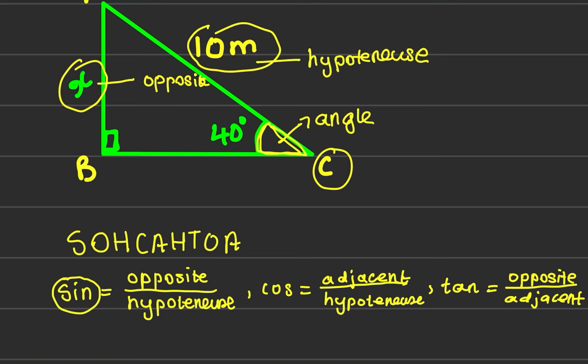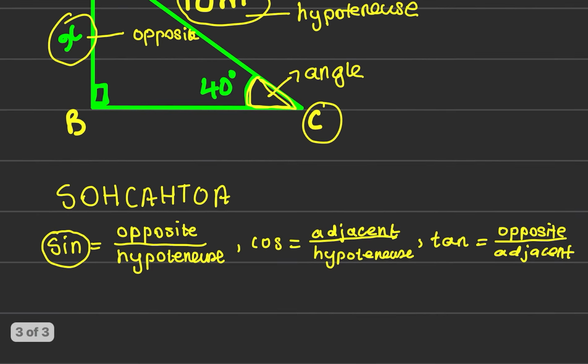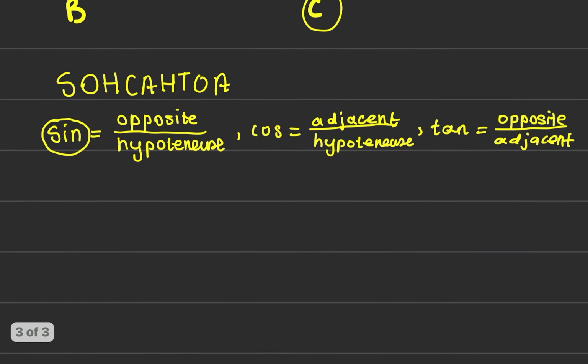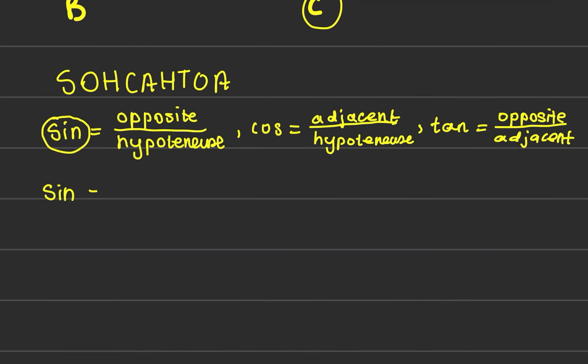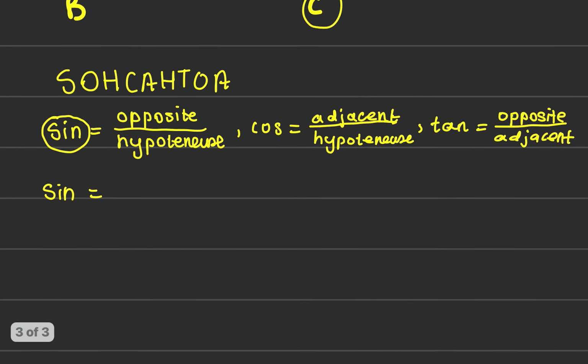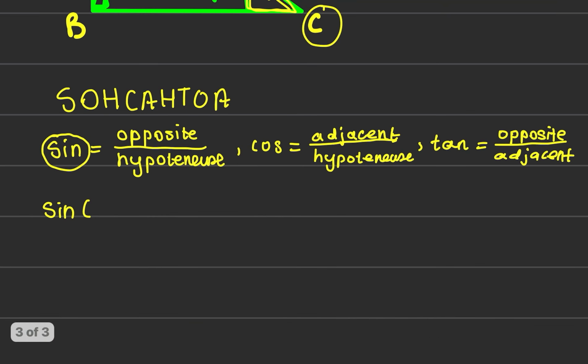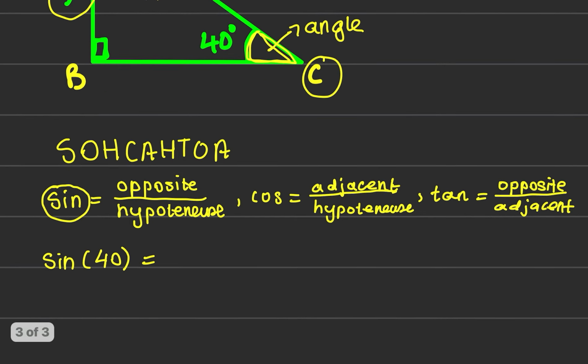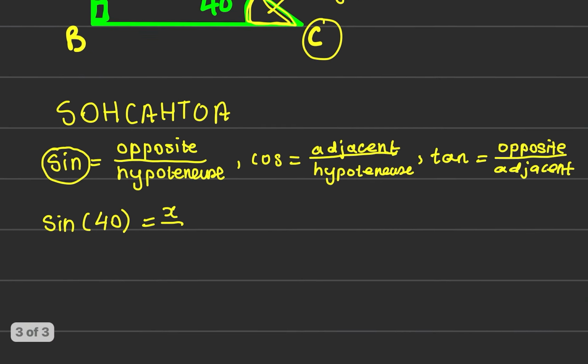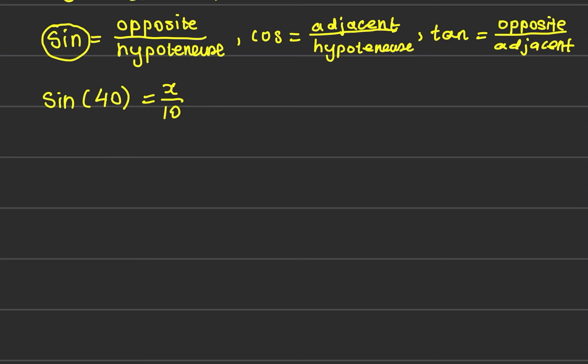We found the function. Now let's input the values into the function formula. So sine equals the opposite, x. So that's sine of the angle 40. Never forget to put the angle. Sine 40 equates to x, that's the opposite, upon 10, the hypotenuse.